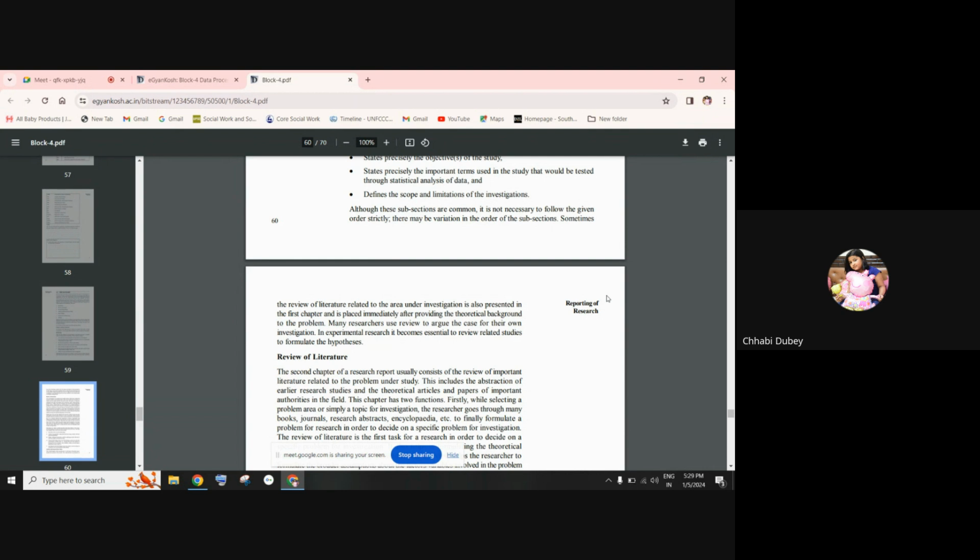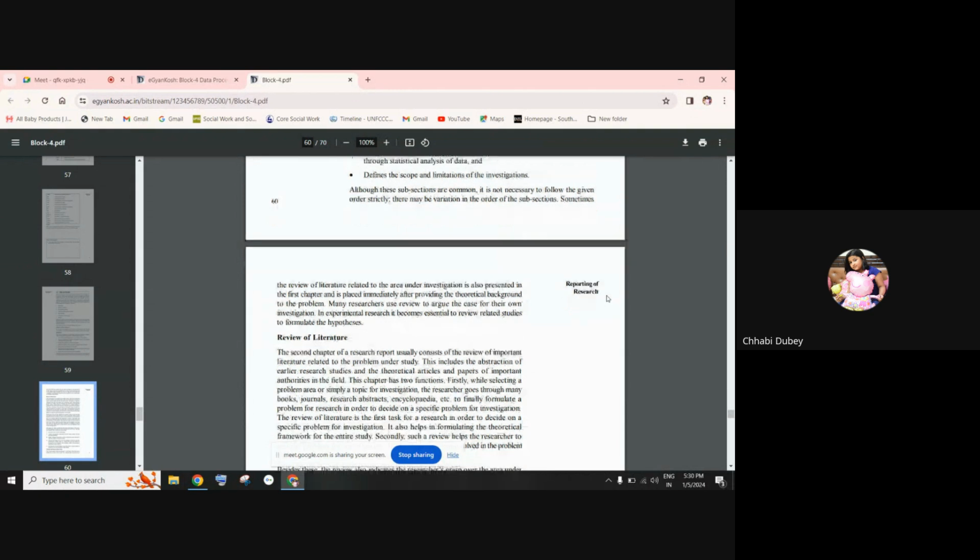Now, this has two functions. First of all, while selecting a problem area or simply a topic, the researcher goes through many books and journals. So there is a lot of secondary data that we have to go through, when we are talking about selecting a problem to finally formulate the problem. So the review of literature is the first task for a researcher in order to decide on a problem. Whenever we have to finally formulate a problem relating to our research, we have to first review the literature, and that would help us to formulate the theoretical framework.